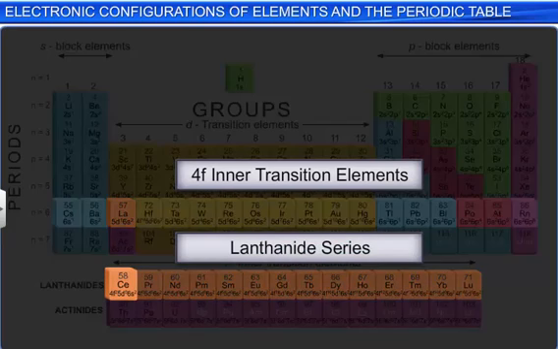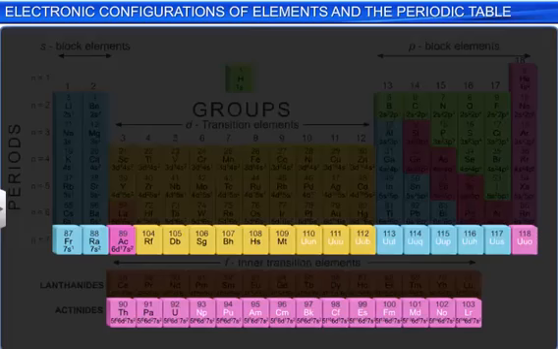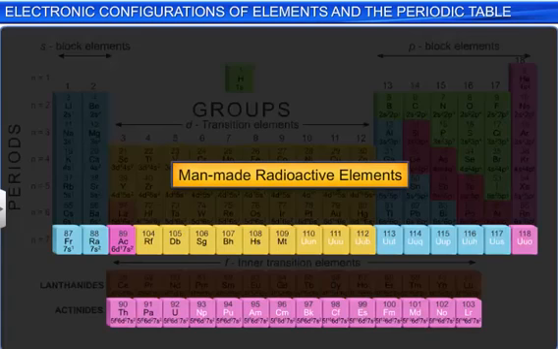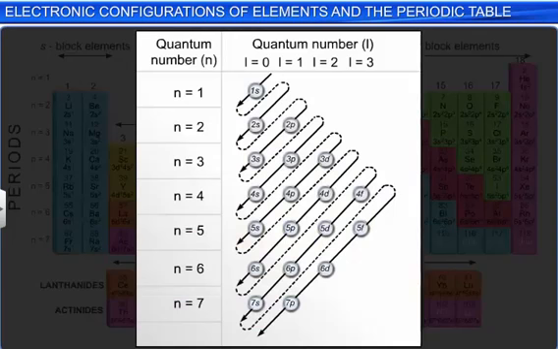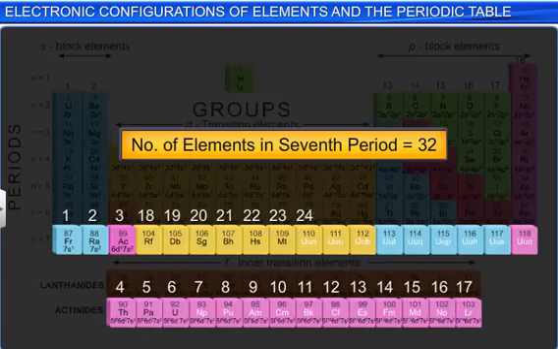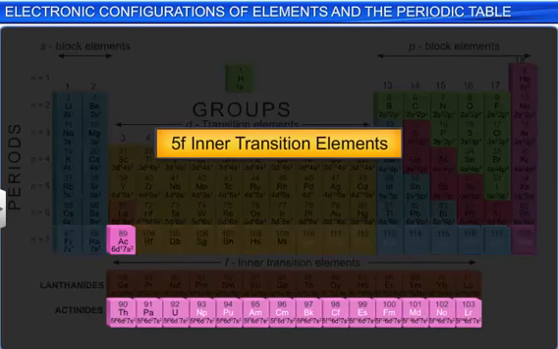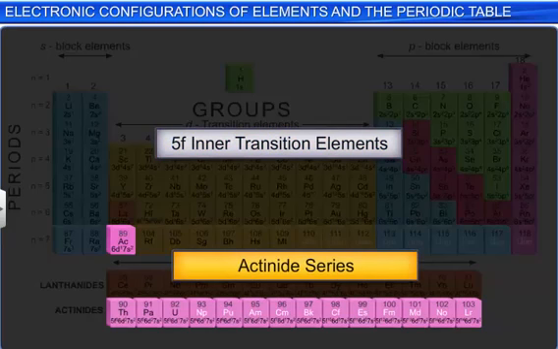The seventh period consists of most of the man-made radioactive elements that have 7s, 5f, 6d and 7p orbitals filled. This period also contains 32 elements, including the 5f inner transition series called the actinoid series. The actinoid series starts at thorium and ends at lawrencium.